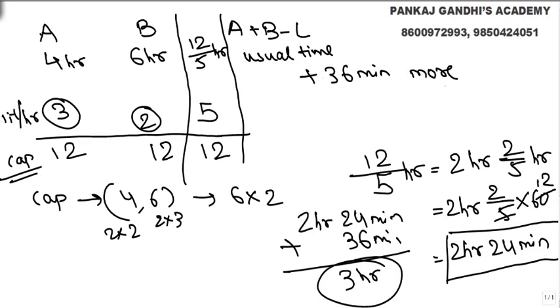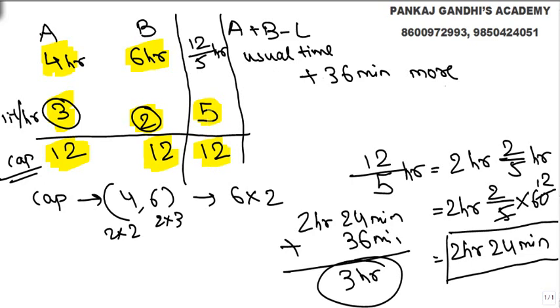I repeat everything. A alone can fill the tank in 4 hours, and B alone in 6 hours. A in 4 hours fills 12 liters. We assumed it, it's not going to affect. 12 liters, 4 hours, so per hour, 3 liters. B in 6 hours, 12 liters, so per hour, 2 liters. A alone 3 liters per hour, B alone 2 liters per hour. So together the two of them fill 5 liters per hour.